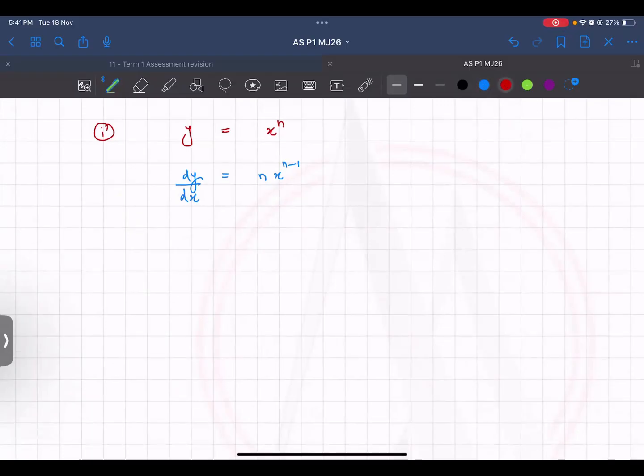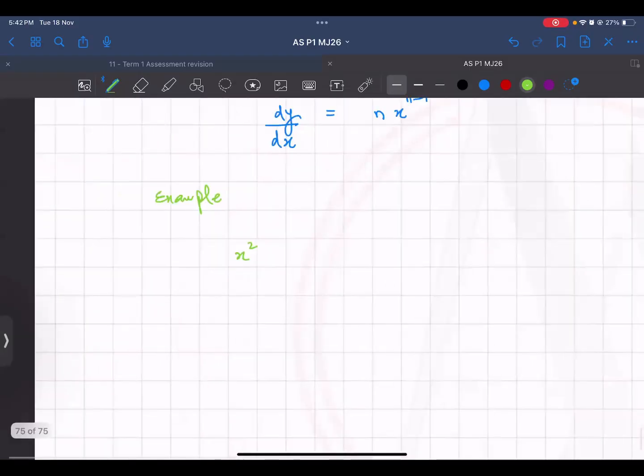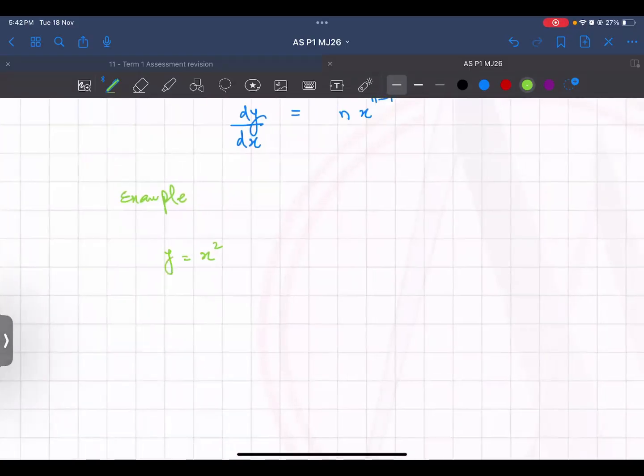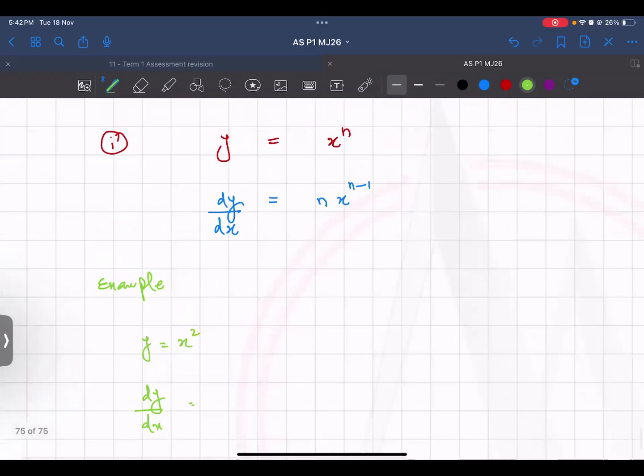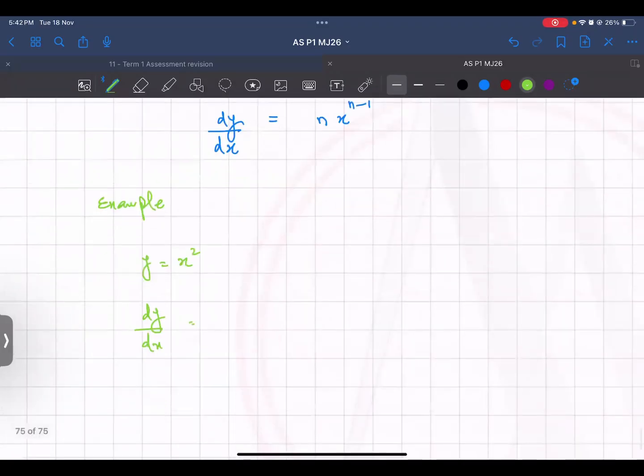This is the basic one. If they ask you to differentiate x square, simple x square, y equals x square, the derivative dy by dx will become, the 2 will come down. Just look at the formula: the n power, whatever the power is, it comes down and multiplies, and the power reduces by 1. So 2 will come down and multiply, and 2 minus 1 will be 1. The power reduces by 1. This is the basic formula. Then let's do another one.